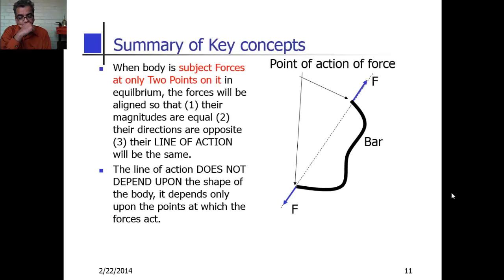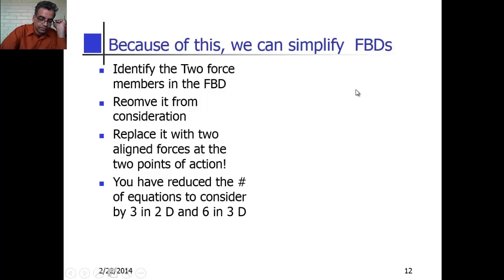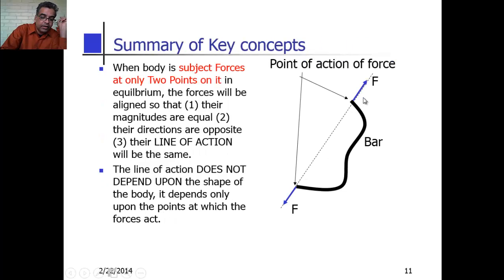So what happens is this. When a body is subjected to only two forces, the forces will be aligned so that their magnitudes are equal. This has to be equal to that. Their directions are opposite. Can you see that? And the line of action is the same, and it passes through the points of action of the two forces. So it will go like that. And the line of action does not depend upon the shape of the object at all. It only depends upon where the forces are applied.